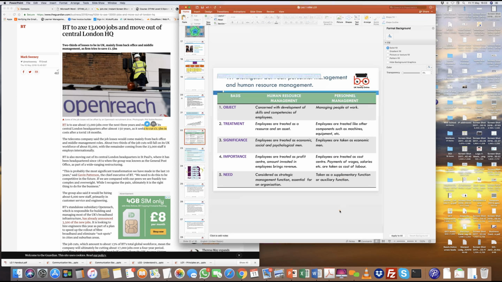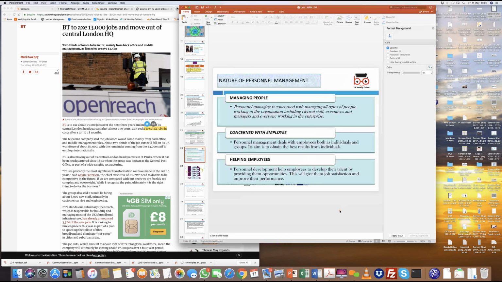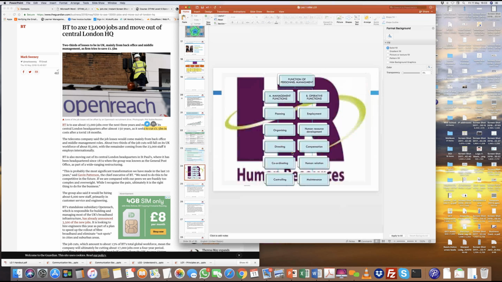So there are different types of things in terms of functions. Without going into details, there are different functions of personnel management as well. There are management functions and there are operative functions, and each of the functions has various different key objectives that you need to be able to do. Now, if I look at management function, personnel management looks after planning, organizing, directing, coordinating, and controlling.